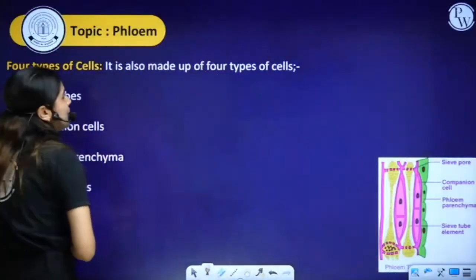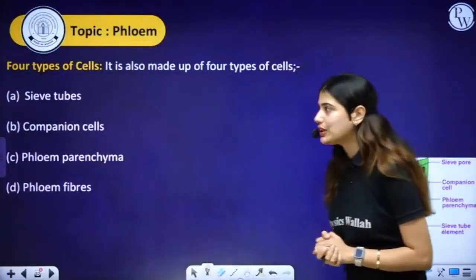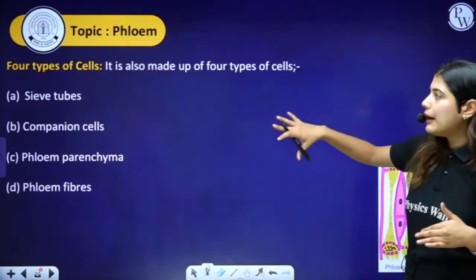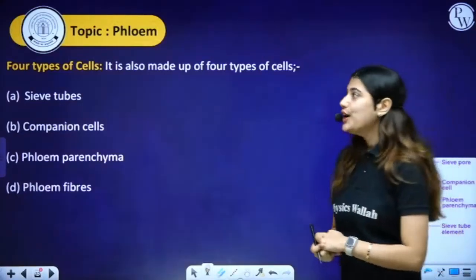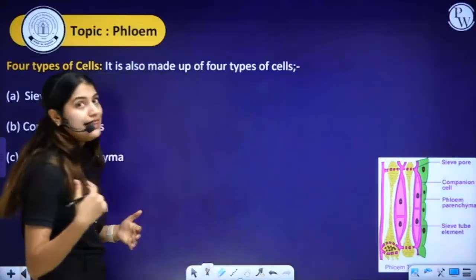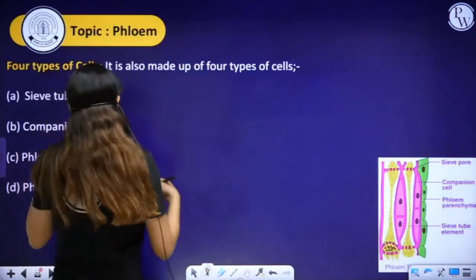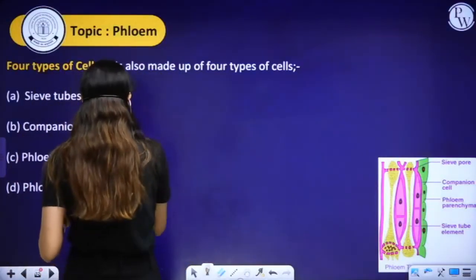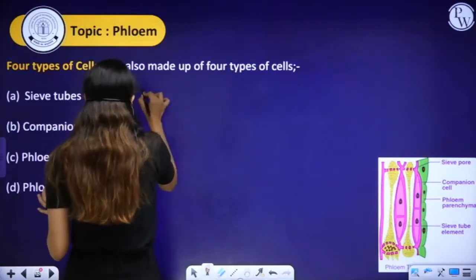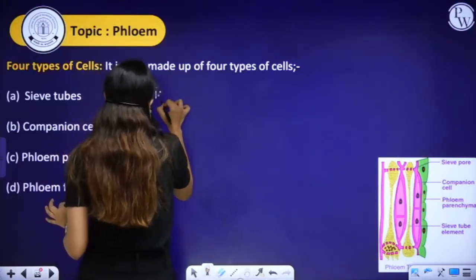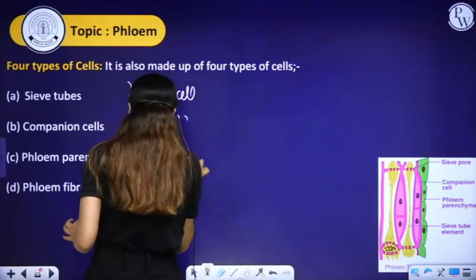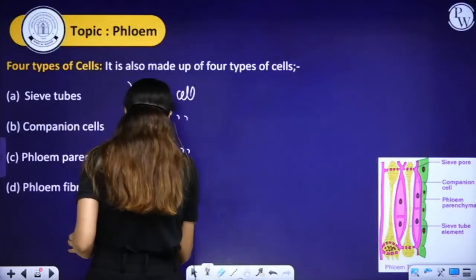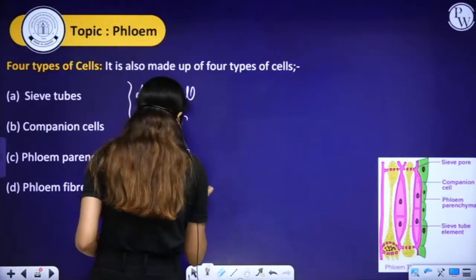Next we move towards the phloem. Phloem again has 4 types of cells: sieve tube, companion cell, phloem parenchyma and phloem fibers. So what about the living and dead cells here? Here all of them are living except phloem fibers. This is living, this is living, this is living. Only dead cell here is phloem fibers.